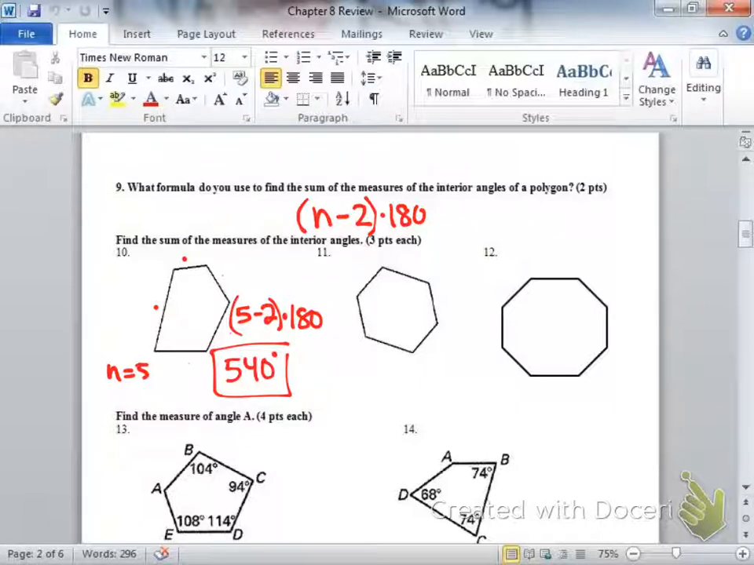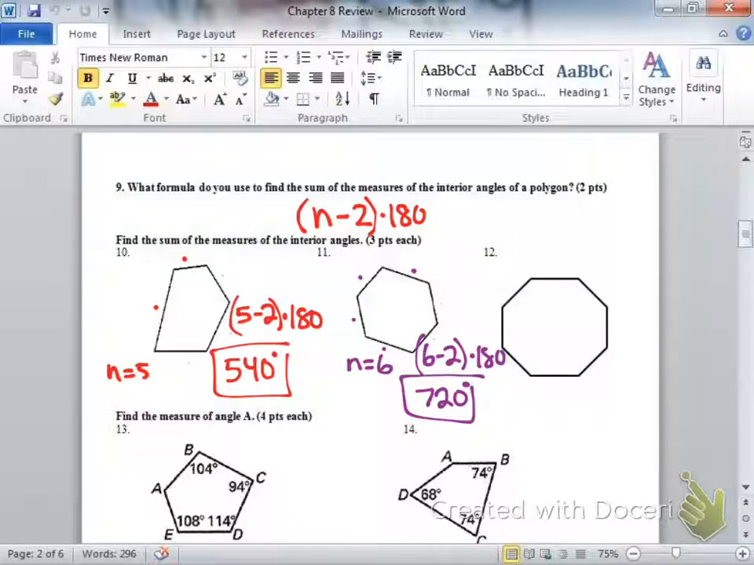Alright, next one. We have 1, 2, 3, 4, 5, 6 sides. So n equals 6 now. So 6 minus 2 times 180. Anyone have that one for me? I got 720. 720 is correct.